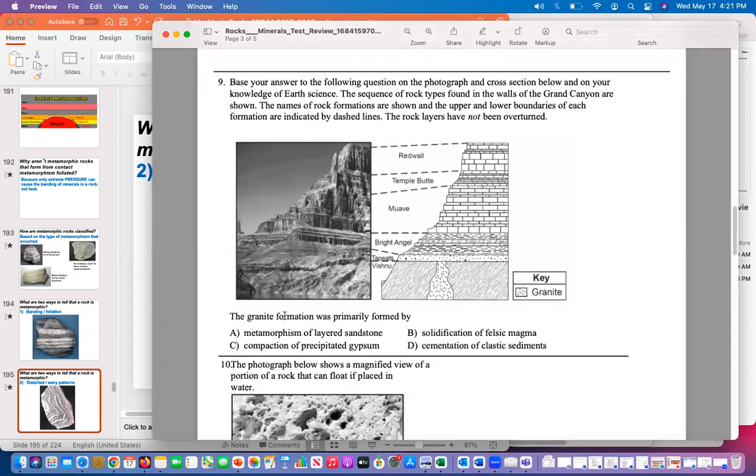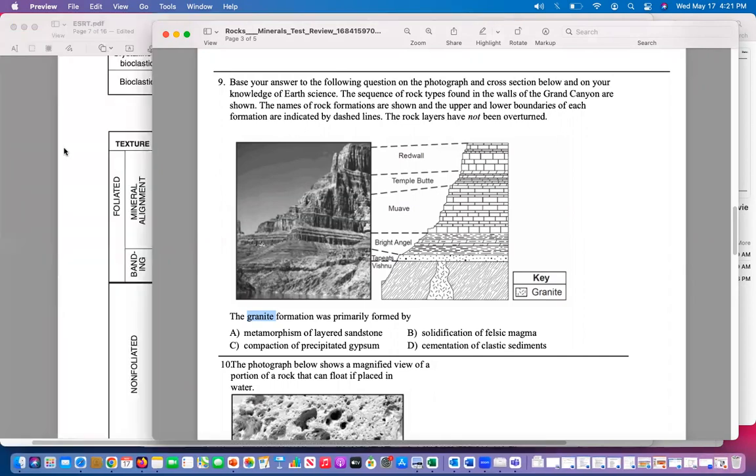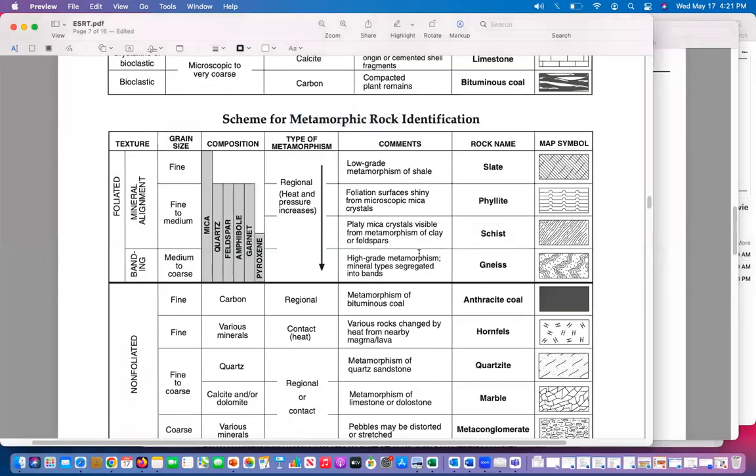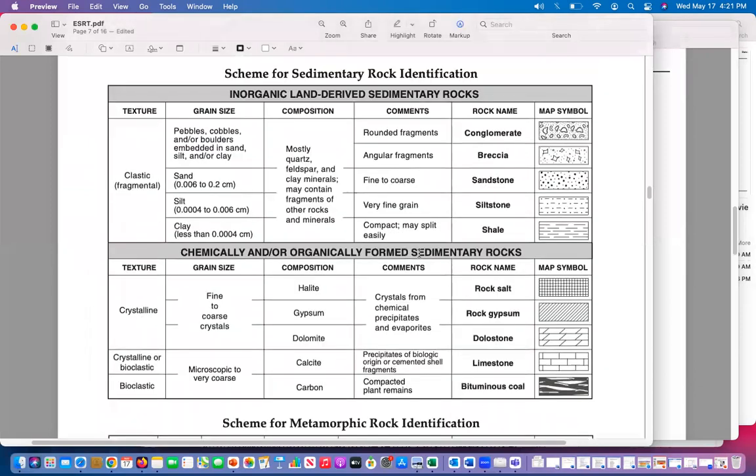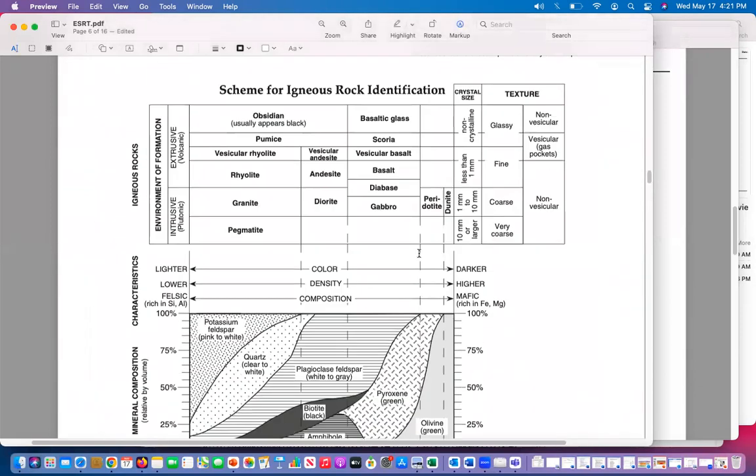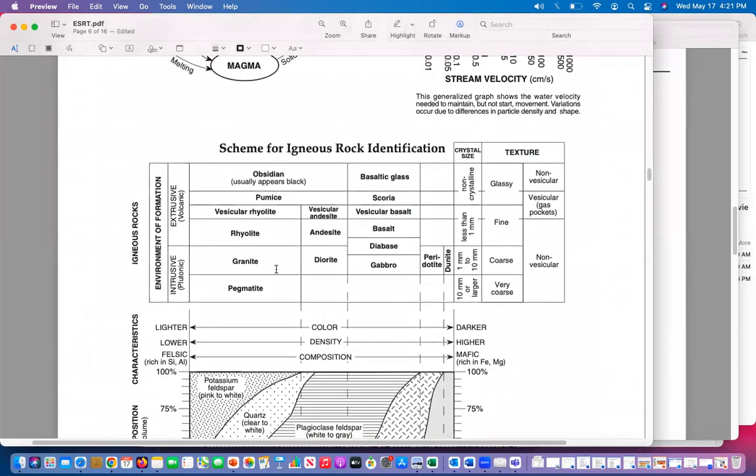The granite formation was primarily formed by, whoa, this word granite. Where have I seen this? What type of rock is granite? All right, the siren should be going off. Let me see. Granite, granite, granite. Here we go. I see granite right here. And I know that granite is an igneous rock.